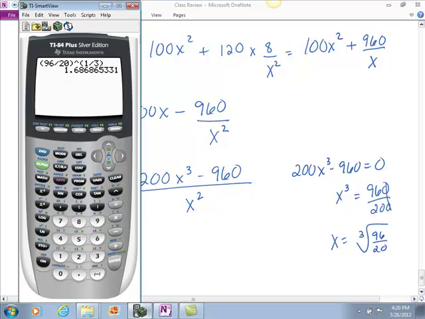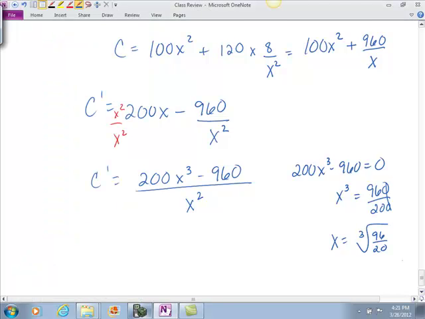But we want to check to make sure that this is a minimum, so we should do the second derivative test to verify it's a minimum. So we would take this critical number, cube root of 96 over 20, and we're hoping that when we put it in the second derivative, we get a positive number. Because if we do that, it means it's concave up there, which means if it's a critical number and concave up, it must be a min.